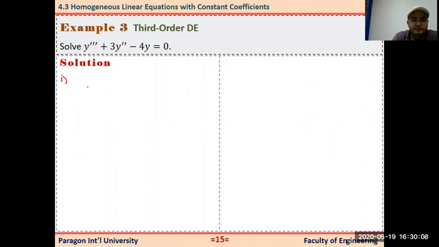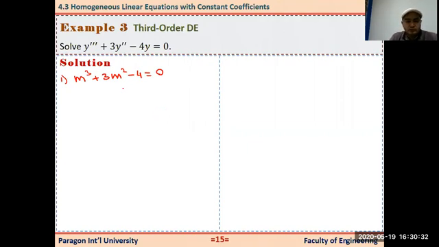In our first step, the auxiliary equation for this will be m cubed, right? Because we have nothing here. It's m cubed plus 3 times m squared minus 4 times m to the power 0, because this y here is not differentiated here. So that's equal to 0. This is a cubic equation, right?